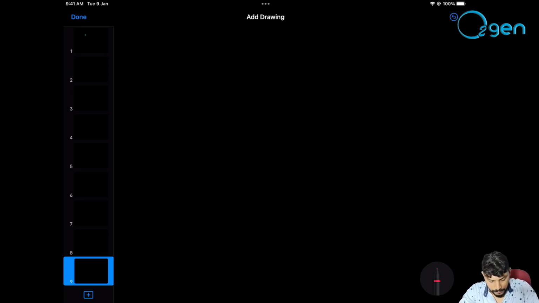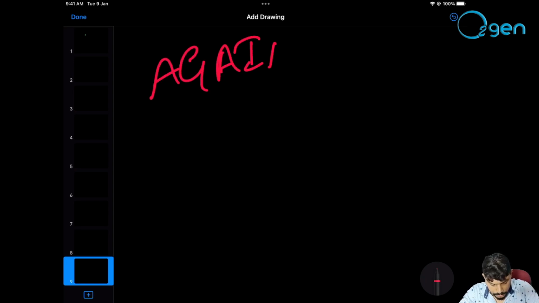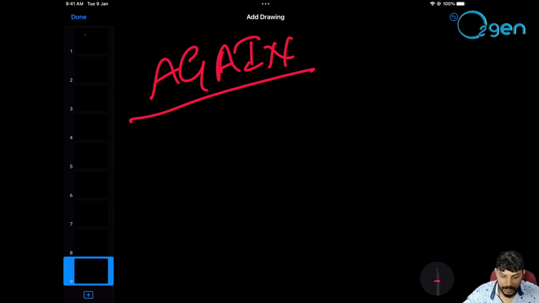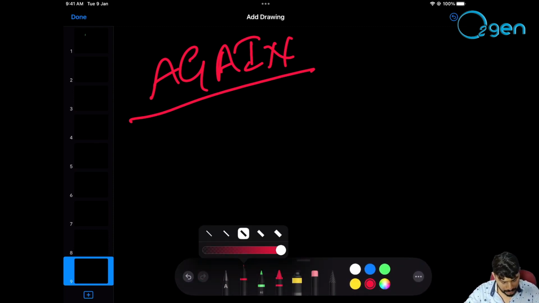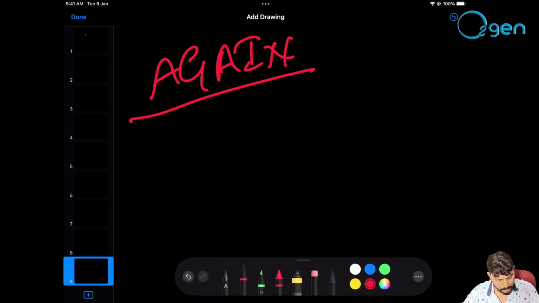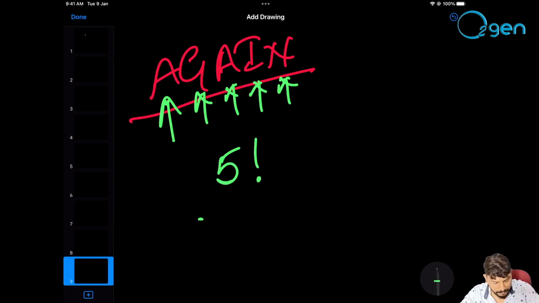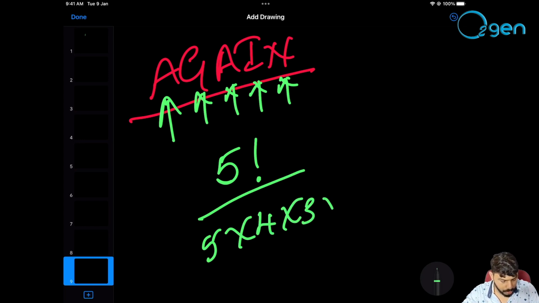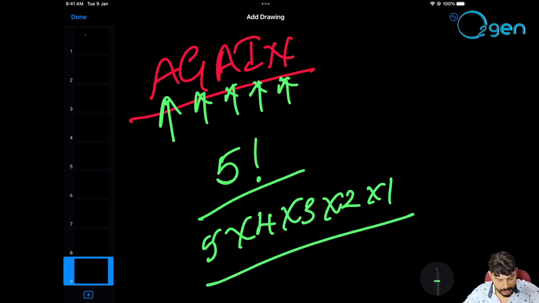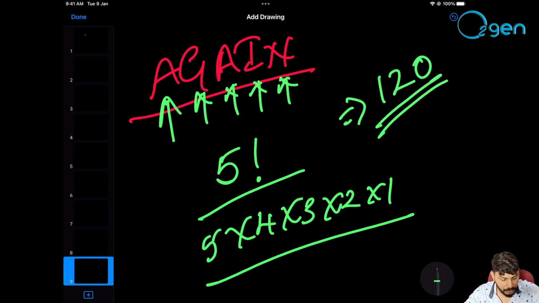Let me take a word. For example, I'll take the word AGAIN. In how many different ways can these letters be arranged? There are 5 letters: A, G, A, I, and N. So there are 5 letters, which means we can arrange them in 5 factorial ways, right? 5 factorial means 5 into 4 into 3 into 2 into 1. That means we can arrange the word AGAIN in 120 different ways.